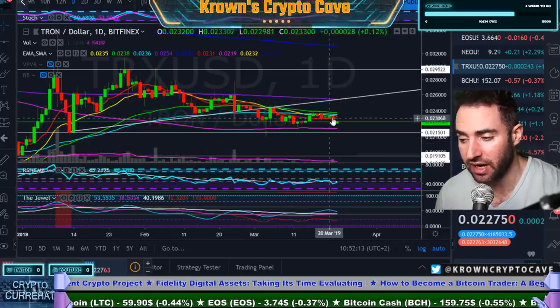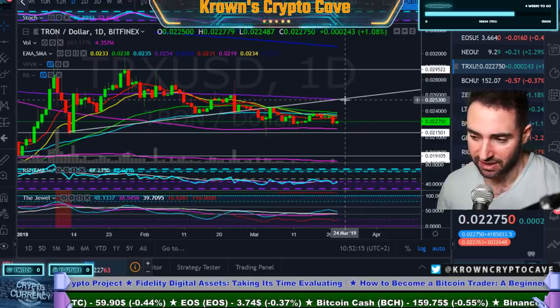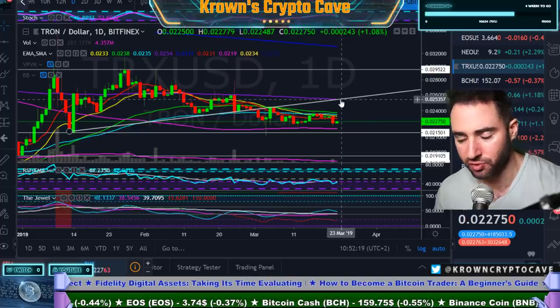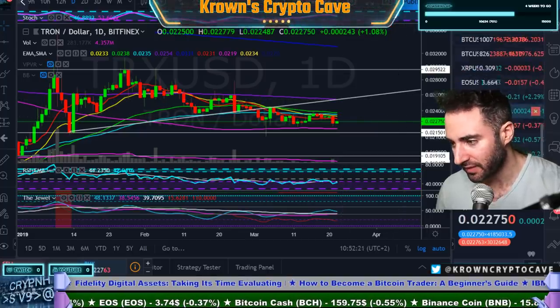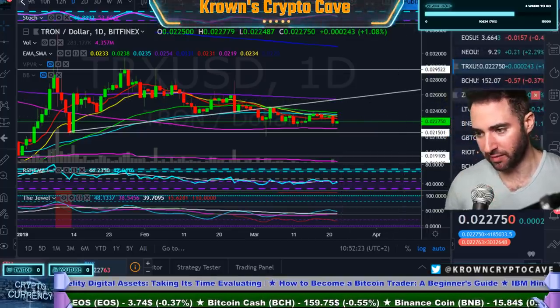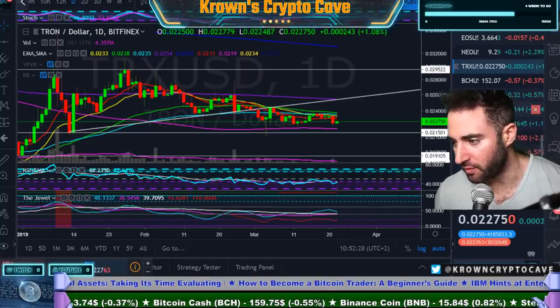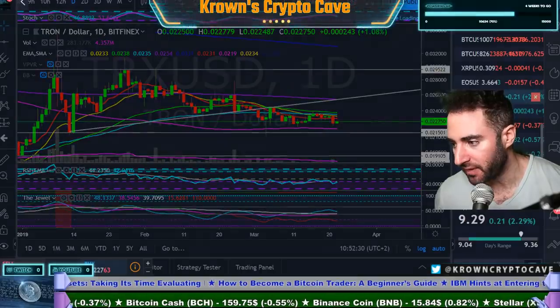By the same token, as we're in the middle of a range, I wouldn't want to get caught in a surprise green dildo party all the way back up to the 200 exponential right around 2.5 cent. But as long as it's below there, it's kind of maintaining its overall posturing. And yes, the oscillators would be more bearish. RSI is certainly on the more bearish side as well.